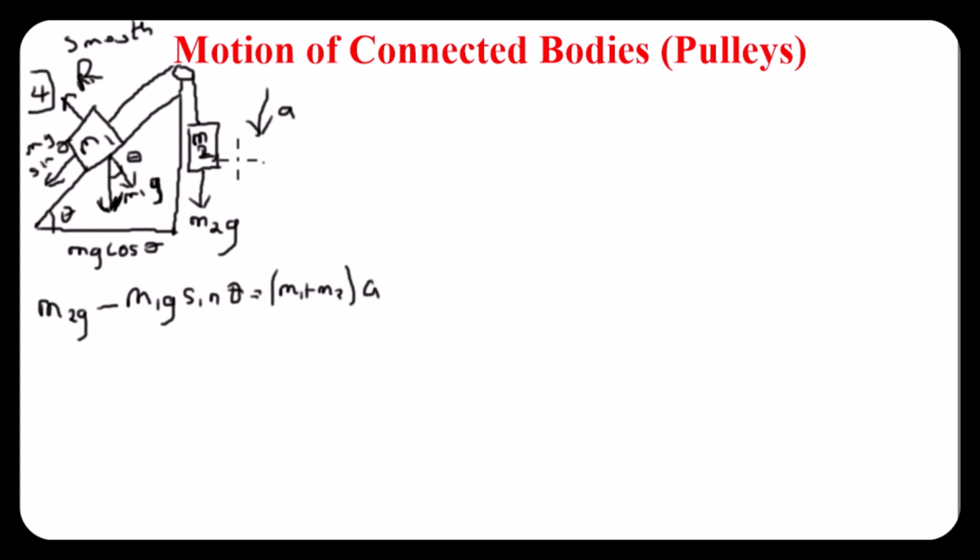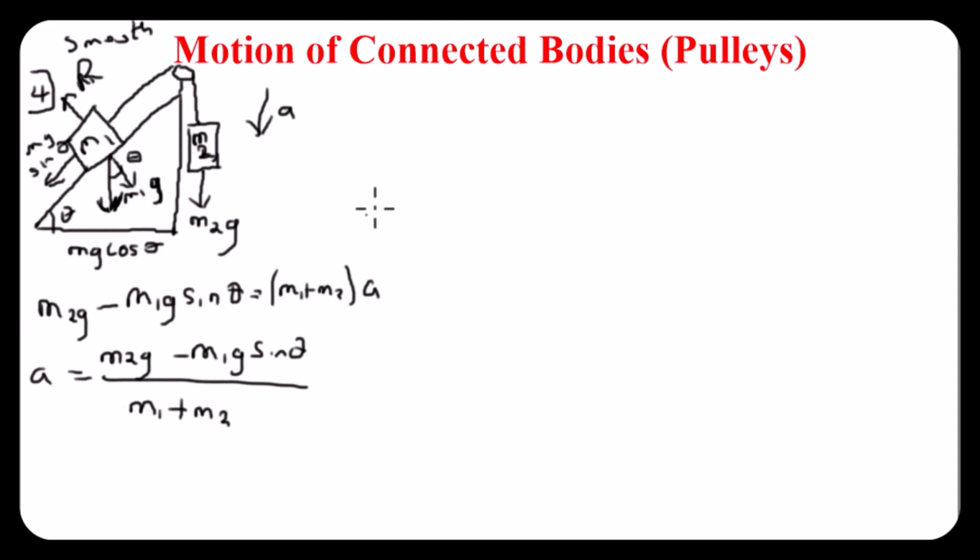of a. We already know why it will be the same acceleration in both cases, because they are connected by the same rope. If they're connected by different ropes, then definitely they'll have different tensions and then they'll have different accelerations. Now that we've computed this, it's time for us to get our acceleration. So getting the acceleration, we'll simply divide both sides by m1 plus m2, and then we'll have m2g minus m1g sine theta all over m1 plus m2. So this is the expression for our acceleration.